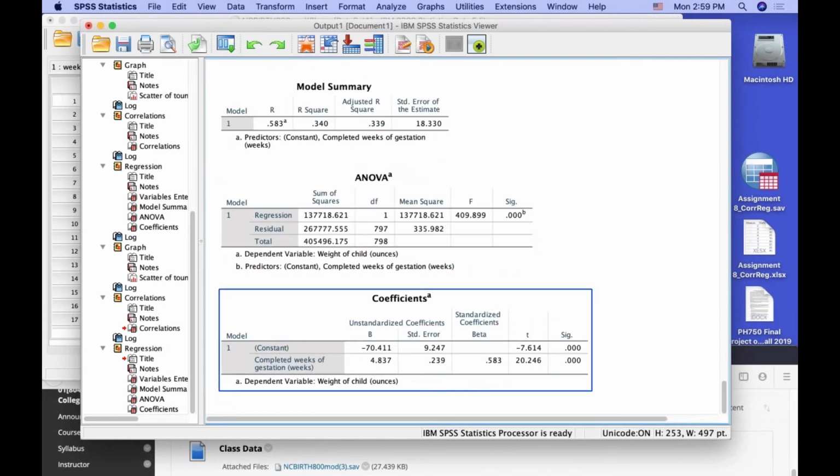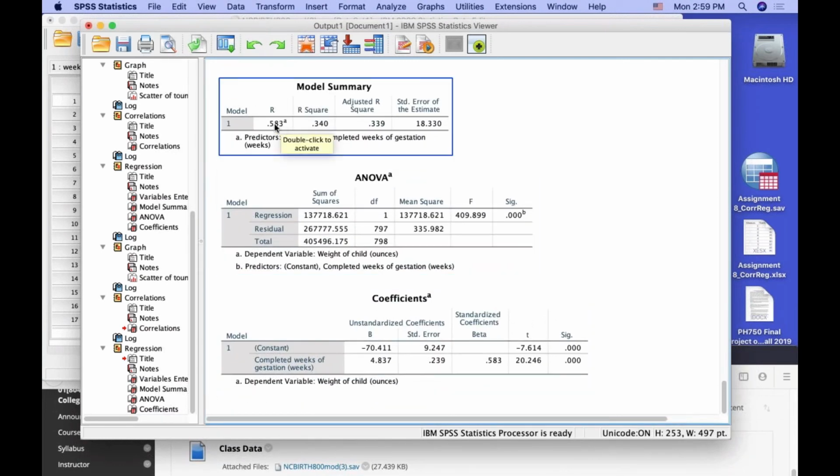Let's take a look first at the R value, which is just as we calculated it just now in our correlation. 0.583, so it's a strong association, positive correlation. And the all-important R square value, instead of only being 3%, is now 34%. In other words, 34% of the variability in the birth weight of the infant is explained by the number of weeks of gestation. That still leaves quite a bit of room for other variables.